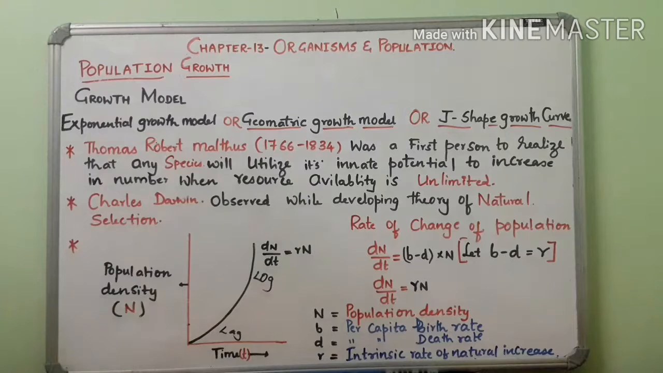So here also Charles Darwin agreed with the theory that Thomas Robert Malthus had given. When unlimited natural resources are available, the rapid increase in the population size is called exponential growth. He also concluded that when there are unlimited resources in the surrounding environment, there will be a rapid increase in the population. That concludes the exponential growth.